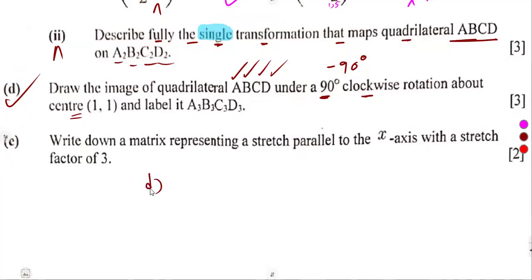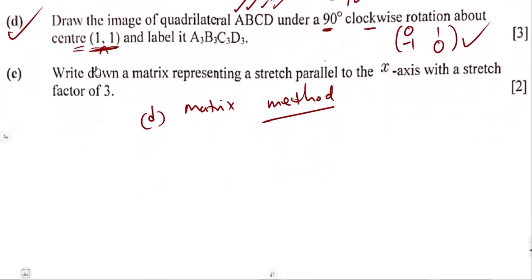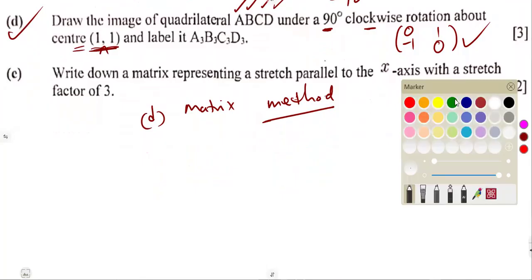Okay. So the other way that we could have just applied was to use the matrix method. Whenever we are given a center which is not 0, 0, get rid of that center first before the use of the matrix. A 90 degrees clockwise rotation, remember your matrices, that was going to give us 0, negative 1, 1, 0. So the matrix is there. But there is a center which is not aligning to what we need.